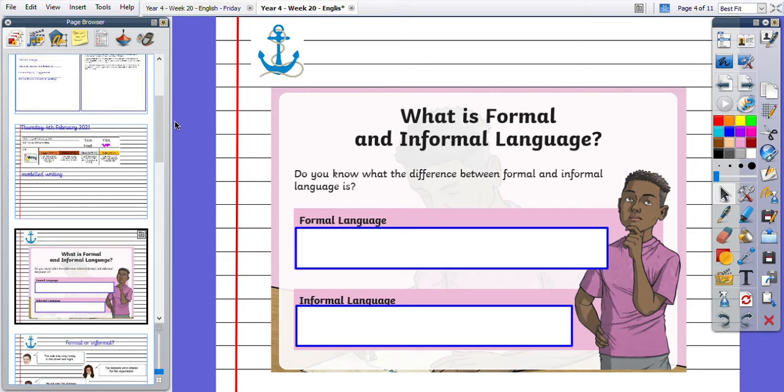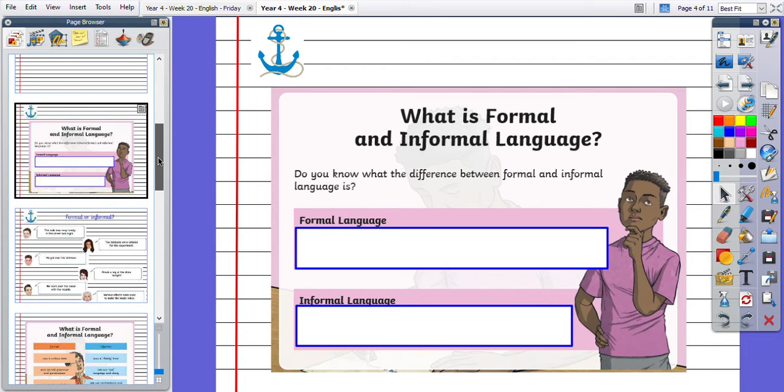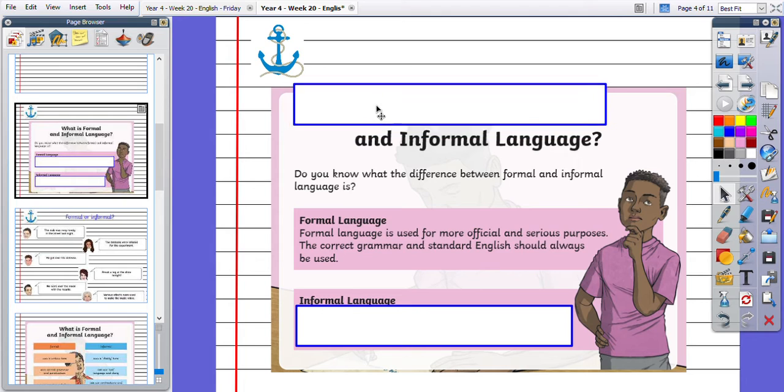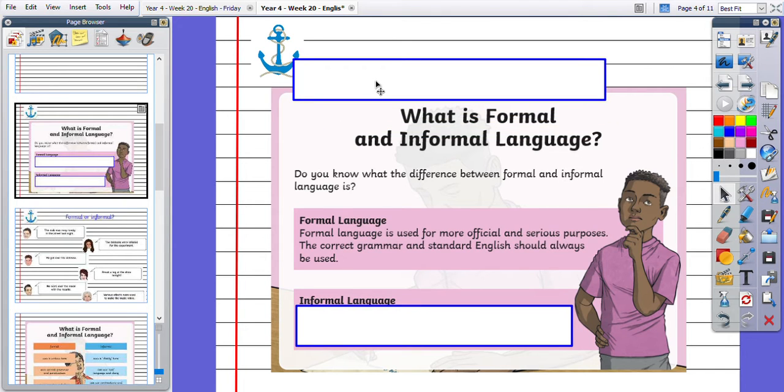So our anchor test then, what is formal and informal language and what's the difference between them? So hopefully you can remember that formal language is used for more official and serious purposes. So it's very posh. It's the sort of language you'd use, as we say in Year 4 Octopus, if you were speaking to the Queen. Okay, the correct grammar and standard English should always be used.